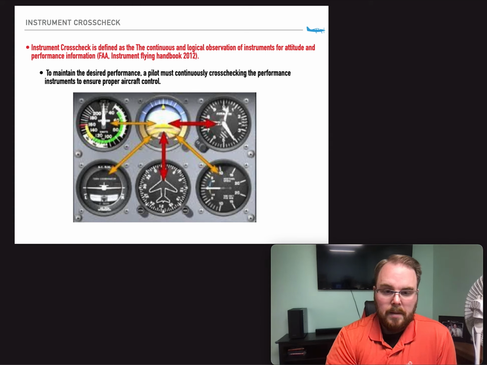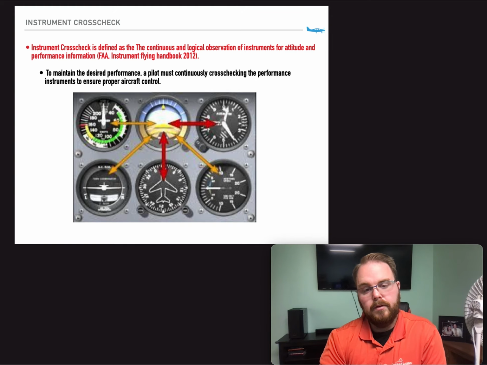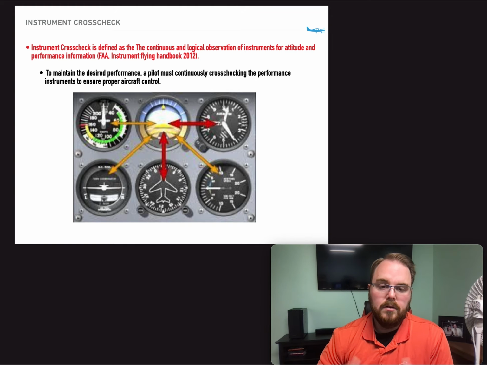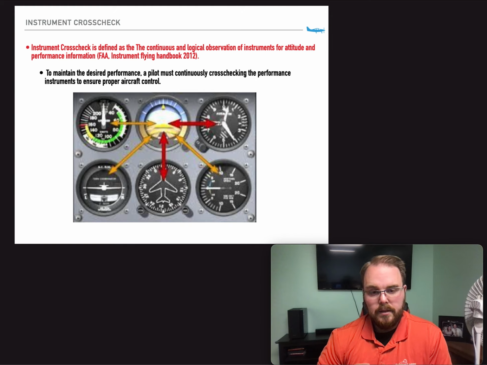So I'm going to talk to you guys just briefly right now about the method that I like to use for instrument cross-check, and I call it the hub and spoke method. I think people call it radials or whatever, but it's basically where the attitude indicator is the primary source, or the hub, of your cross-check. The spokes are each of the other indicators. So as you see in the picture here, you kind of start at the attitude indicator, go over to the airspeed indicator. All right, airspeed's good.